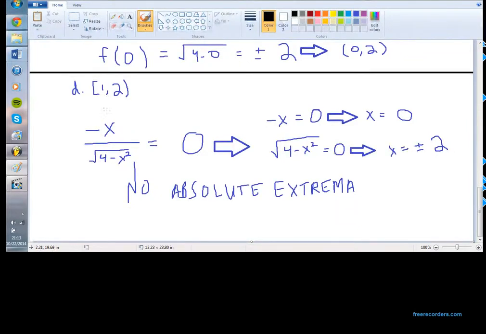The fourth interval is 1, 2, closed on the left side, open on the right side. Again, you set the derivative equal to 0, and none of these x values are in the interval, so there is no absolute extrema on that interval.